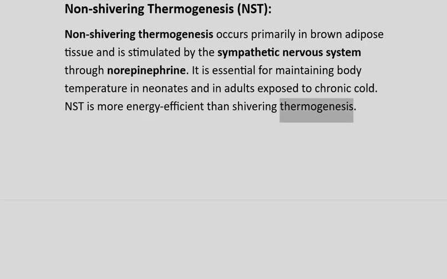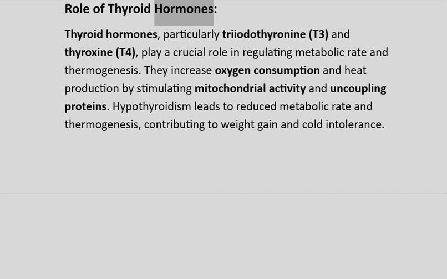Role of thyroid hormones. Thyroid hormones, particularly triiodothyronine, T3, and thyroxine, T4, play a crucial role in regulating metabolic rate and thermogenesis. They increase oxygen consumption and heat production by stimulating mitochondrial activity and uncoupling proteins. Hypothyroidism leads to reduced metabolic rate and thermogenesis, contributing to weight gain and cold intolerance.